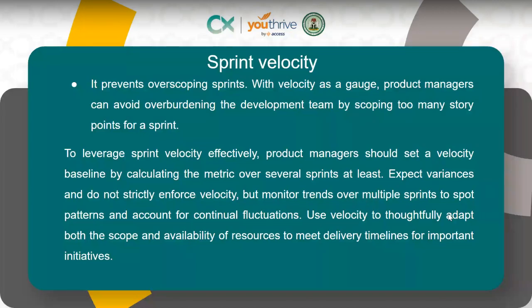All right. So to leverage sprint velocity effectively, a product manager should set a velocity baseline by calculating the metrics over several sprints at least. Expect variance and do not strictly enforce velocity. This is very important. You do not strictly enforce your velocity, but monitor trends over multiple sprints to spot patterns and account for continual fluctuations. Use velocity to thoughtfully adapt both scope and availability of resources to meet delivery timelines for important initiatives. All right, this is very important.